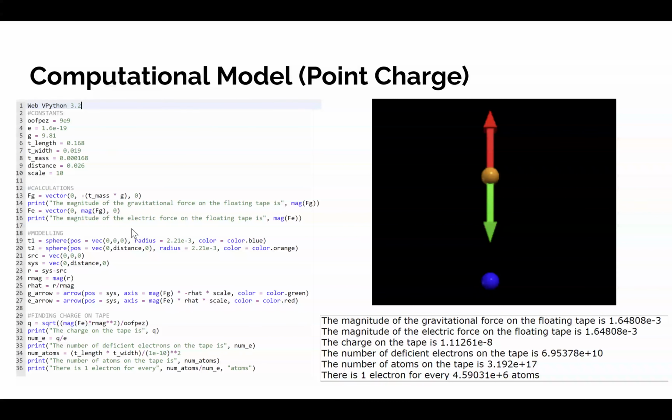And using this model, I was able to determine that the magnitude of both the gravitational and electric forces is 1.64 e to the negative third. The charge on the tape is 1.1 e to the negative eighth. The number of deficient electrons on the positively charged tape is 6.95 e to the 10th. And there's also one electron for every 4.6 e to the 6th atoms.